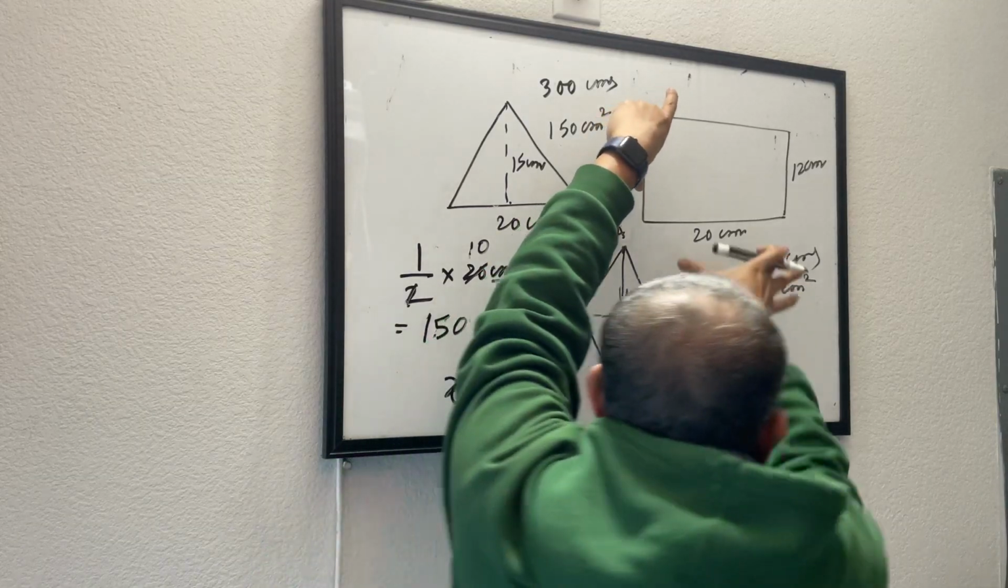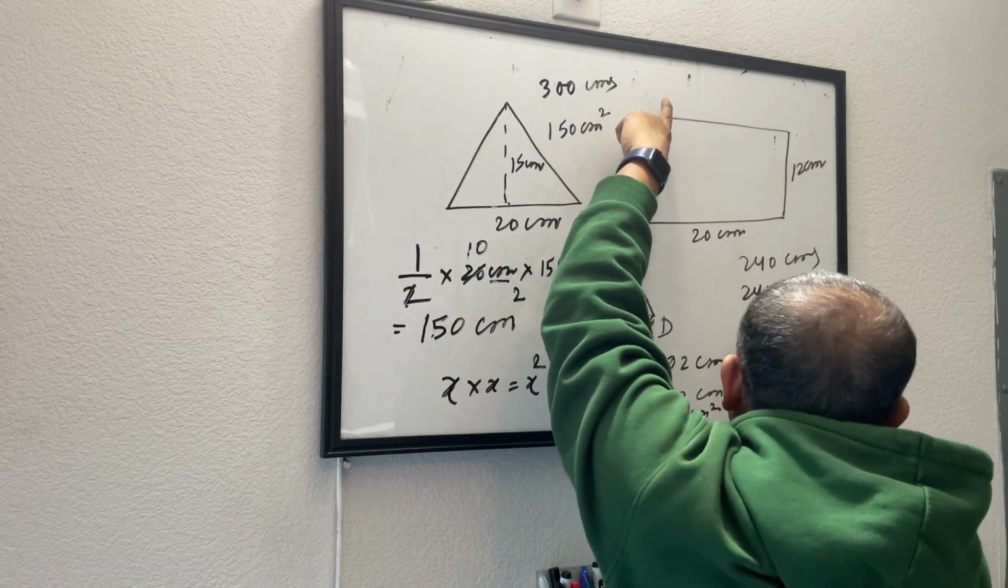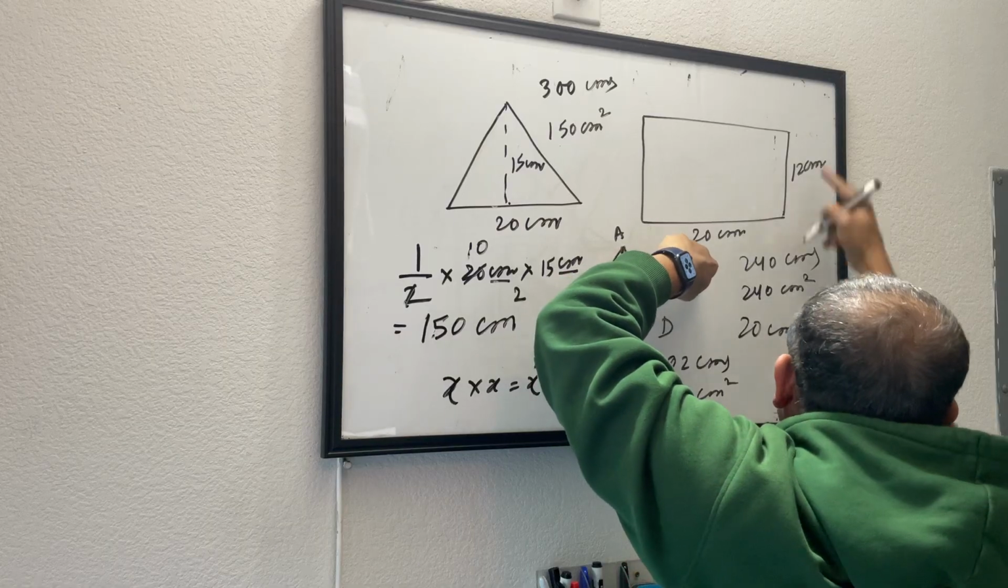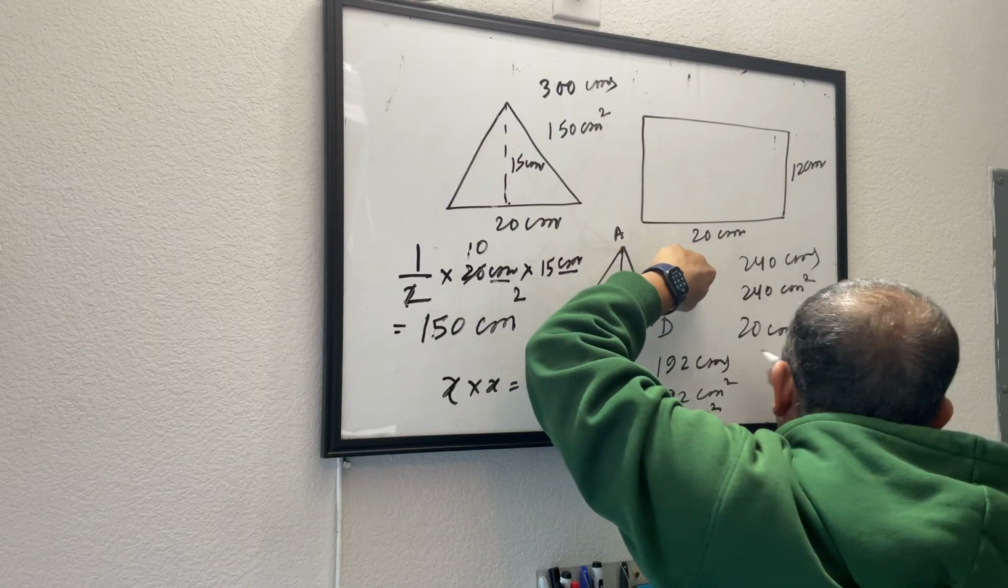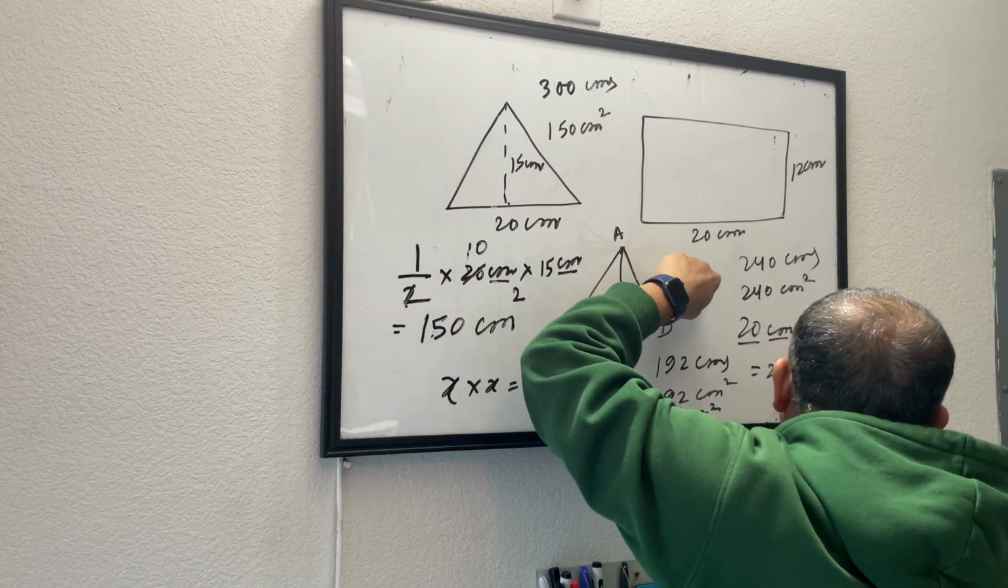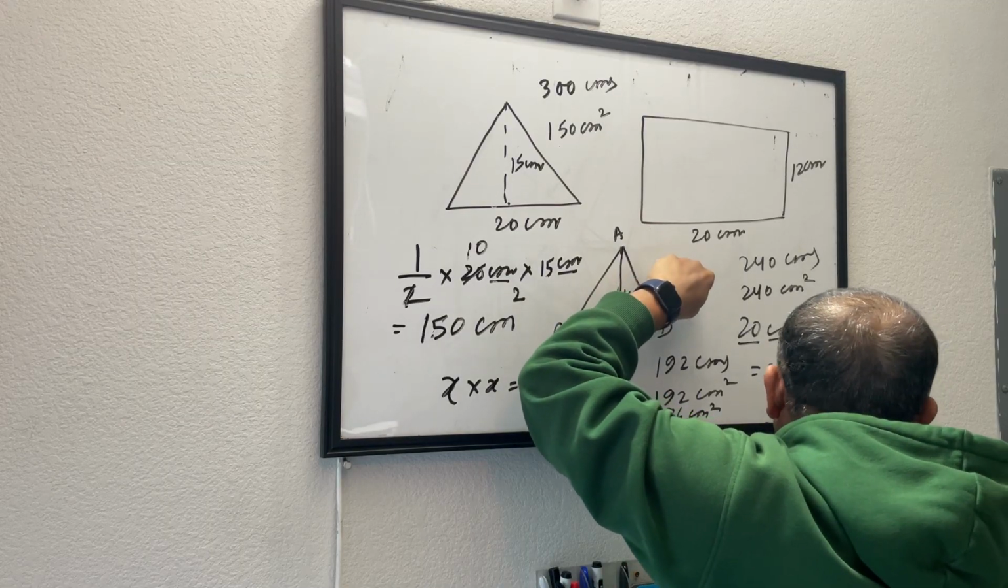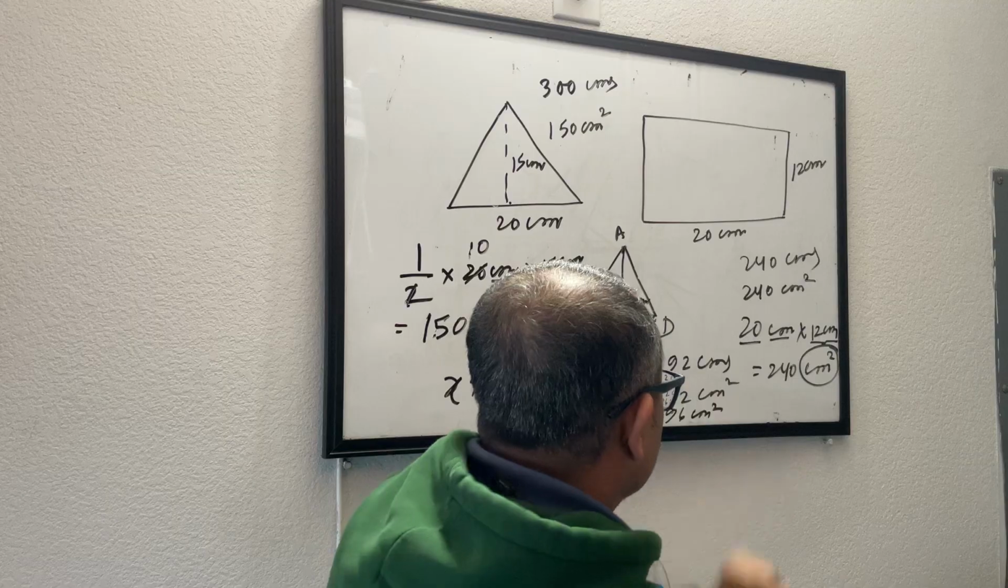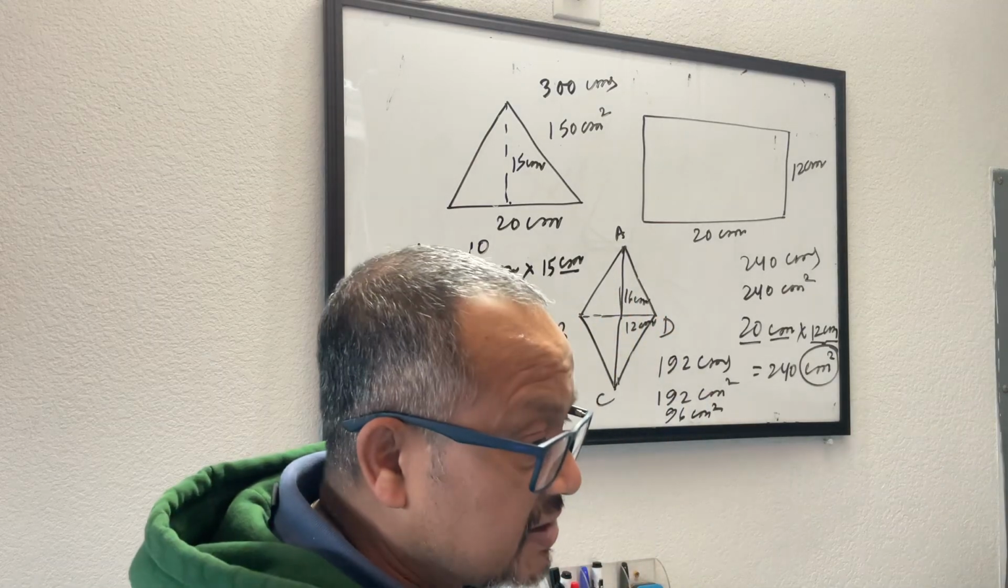Area for rectangle, length times width. 20 centimeter is the length and width is 12 centimeter. 20 into 12 will give you 240. Centimeter into centimeter will give you centimeter square. Don't ignore this part. Never say centimeters. It has to be square, centimeter square.